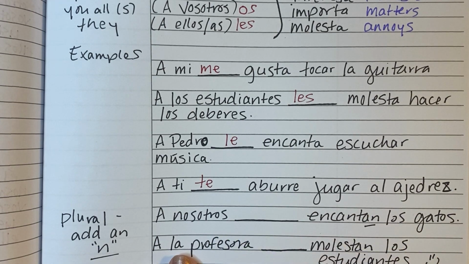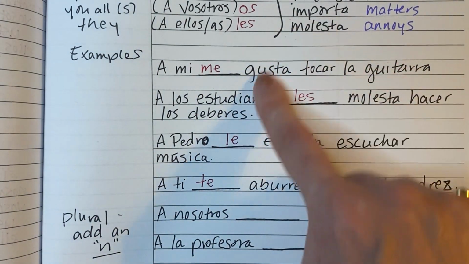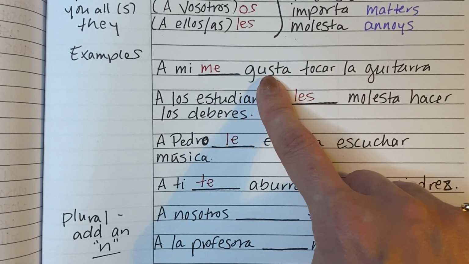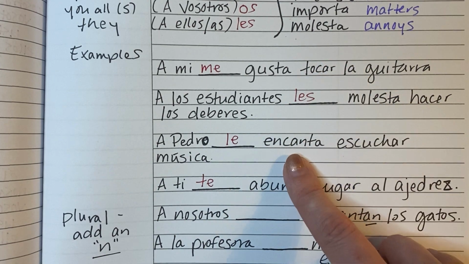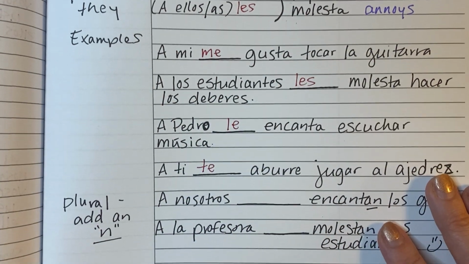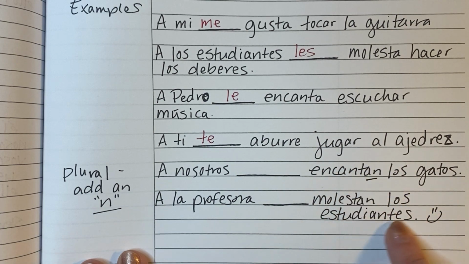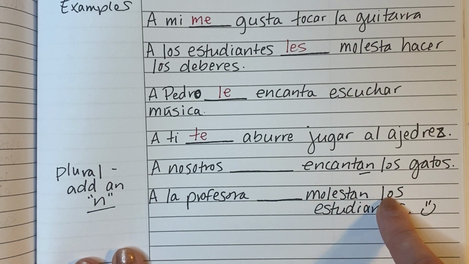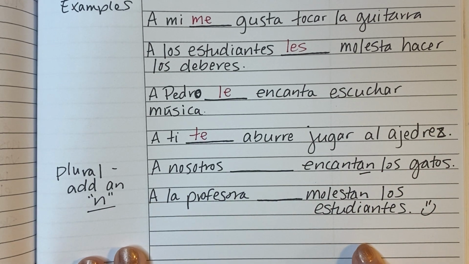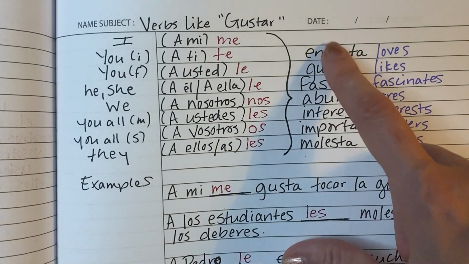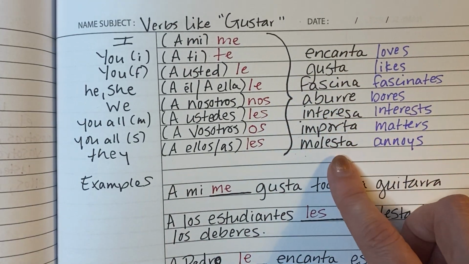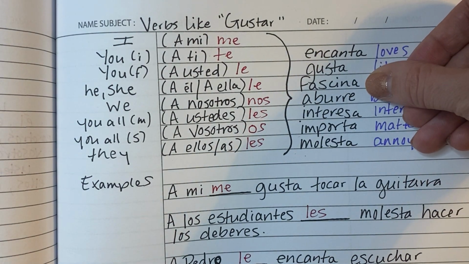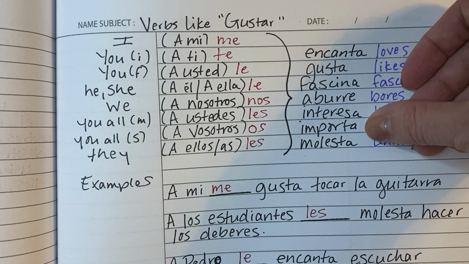Let's take a look at a couple with plural. So in this unit, talking about activities that you like to do, for the most part, it's just going to be a singular activity. Gusta, molesta, encanta, aburre, something like that. But just so that you know, let's say that we're talking about loving or being annoyed by or being bored by, something that's plural, like los gatos or los estudiantes, okay? In that case, to these verbs up here, encanta, gusta, fascina, aburre, interesa, importa, molesta, we are going to add an N at the end. So encantan, gustan, fascinan, aburren, interesan, importan, molestan.